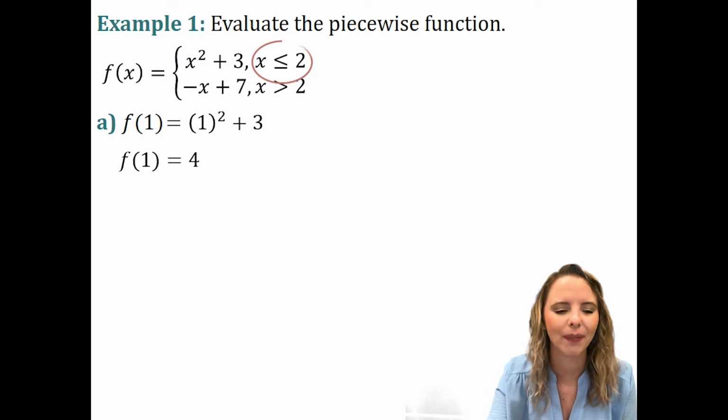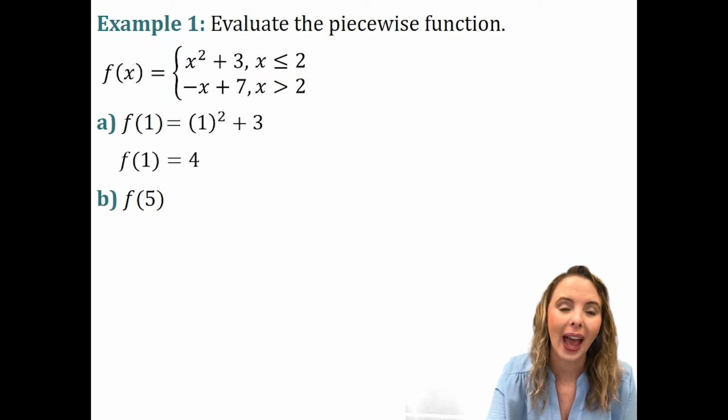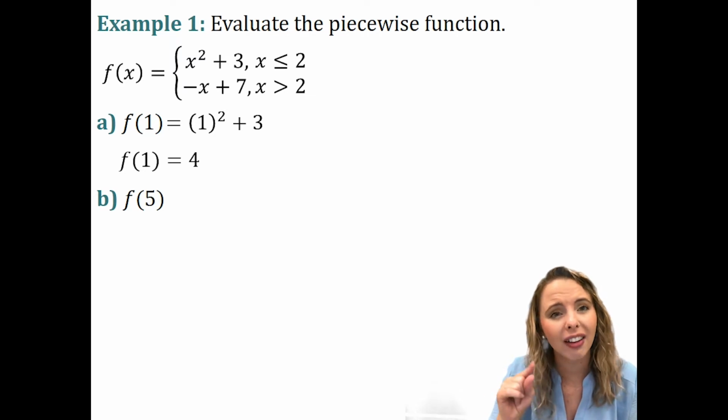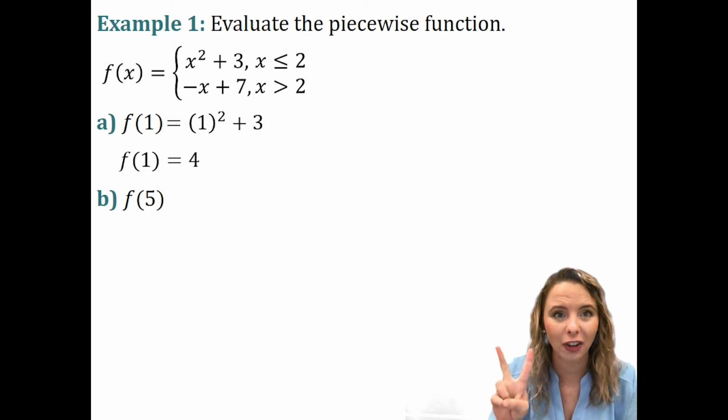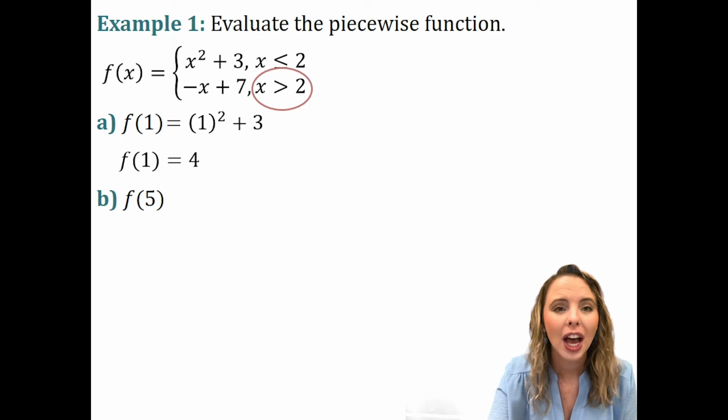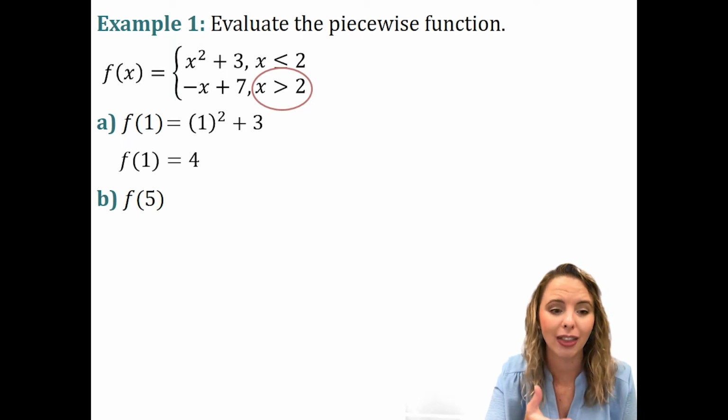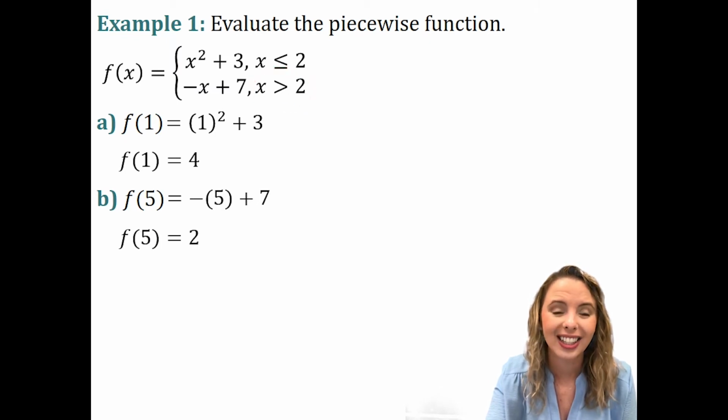So just like that. Let's do another one, f of 5. So once again, we have to ask ourselves, is 5 less than or equal to 2? Or is 5 greater than 2? In this case, 5 is greater than 2. So we have to use the second portion of the piecewise function. We have to use negative x plus 7. So negative 5 plus 7, which is 2.